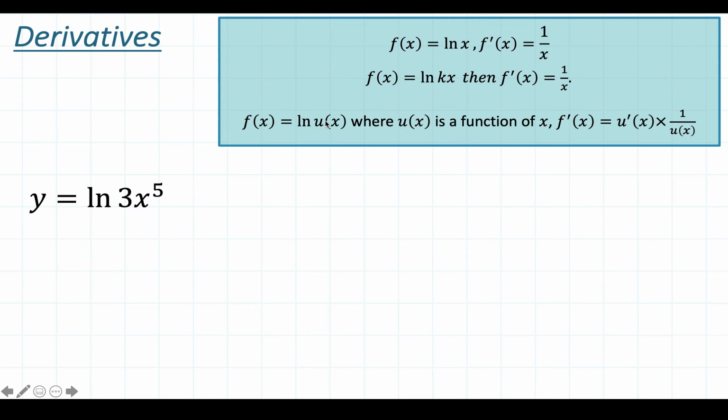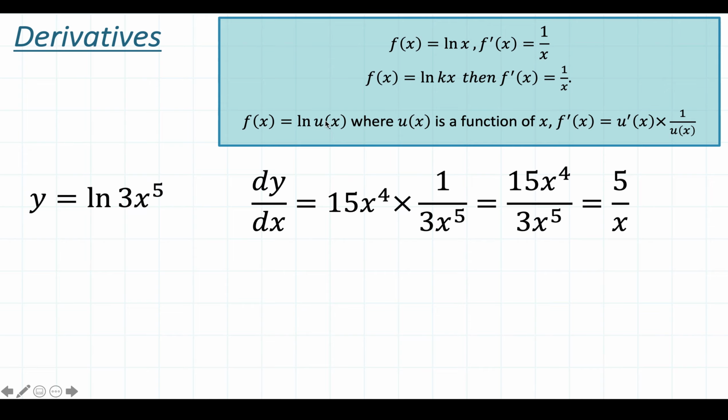So let's look at examples. If I have this, this will be my whole u here. So this is the derivative of the argument, u of x. It's going to be 15x to the power 4. And then this is the argument itself, unchanged, the original one. So I'll just multiply them together. I'm going to simplify, and I'm going to get 5 over x.